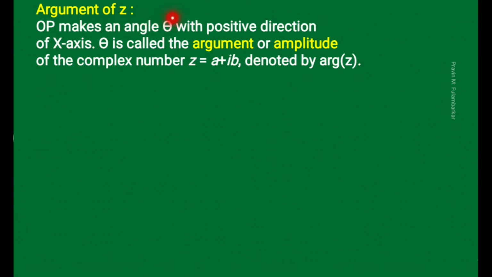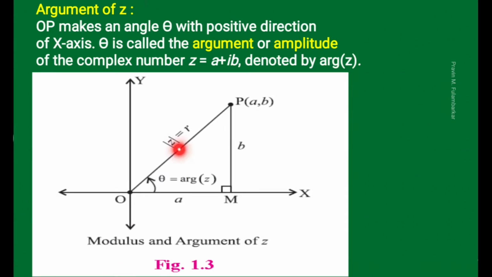Then the argument of z. Argument of z is nothing but the inclination of that point P when we join it with O, that is the inclination of OP with the positive x-axis. So see here, OP makes an angle theta with the positive direction of the x-axis. Theta is called the argument or amplitude of the complex number z equals a plus ib, denoted by argument of z. Now see here diagrammatically.